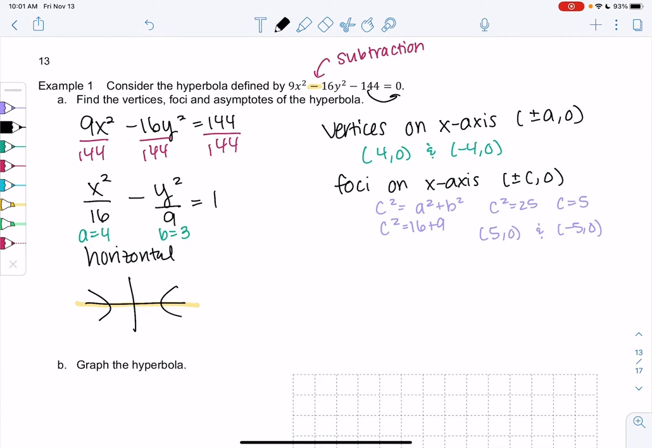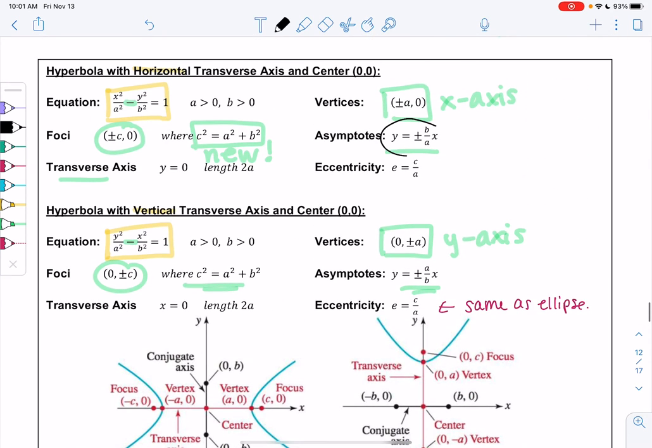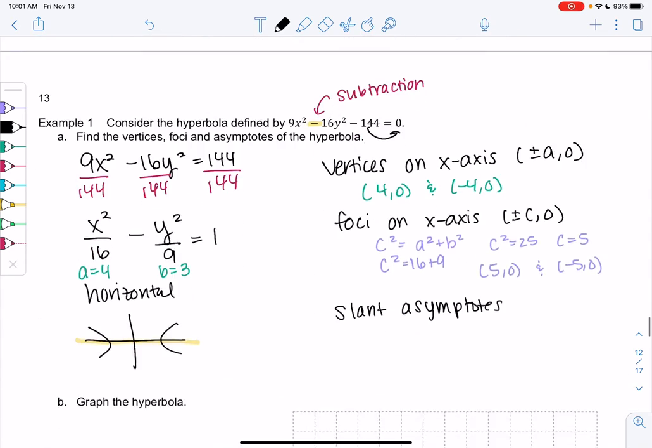And then the final thing we want to find is asymptotes. They're slant asymptotes because they're lines. Only hyperbolas have asymptotes. And then we learned for horizontal, those are plus or minus b over a.